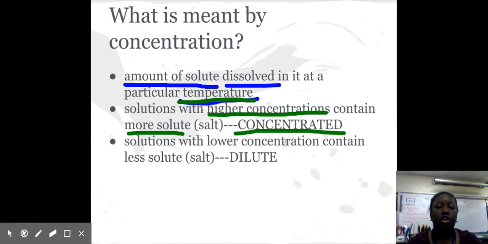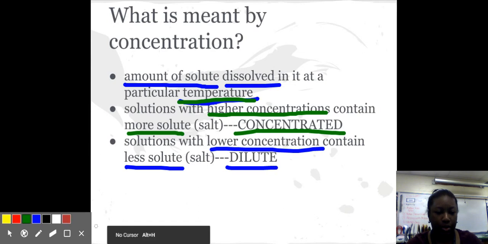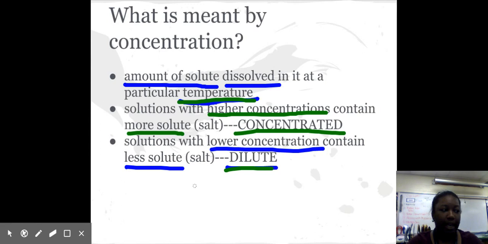Okay. So then you have solutions with lower concentration that contain less solute, like salt water, and that's going to be diluted. That's the term of being diluted. So if you take Kool-Aid and we double the water instead of following the directions, when you taste it, you can taste a little bit of that cherry or the strawberry grape flavor, but you have more water in there. That Kool-Aid is now diluted. Okay.